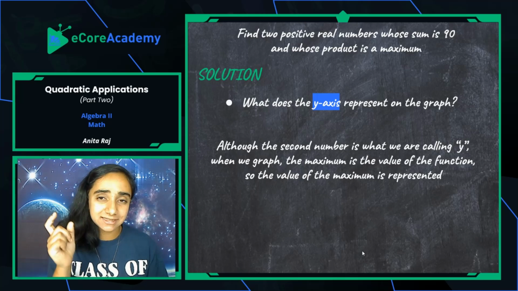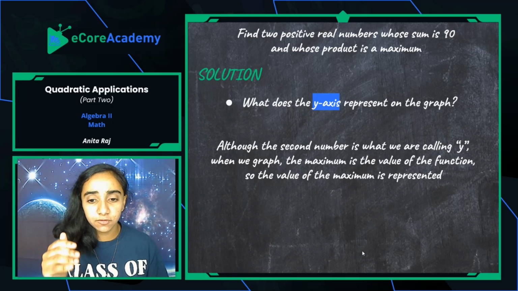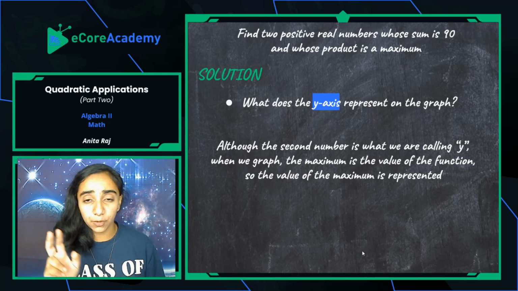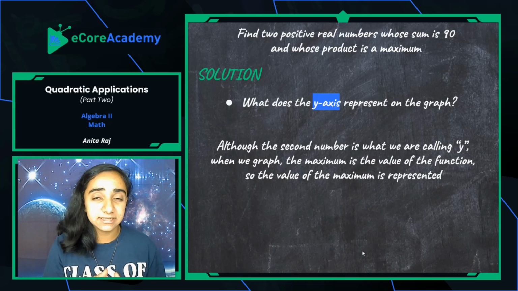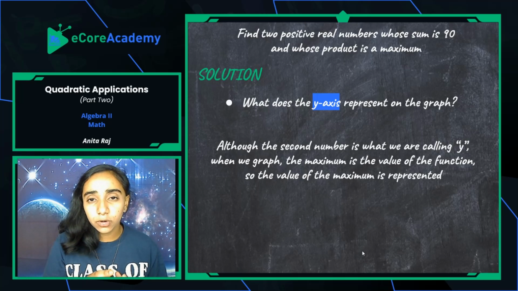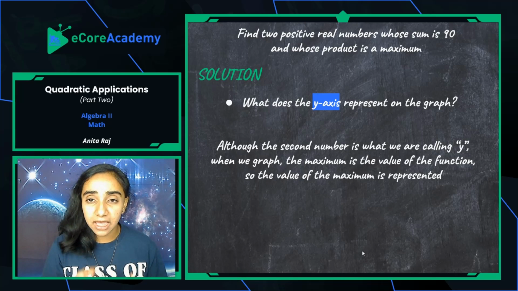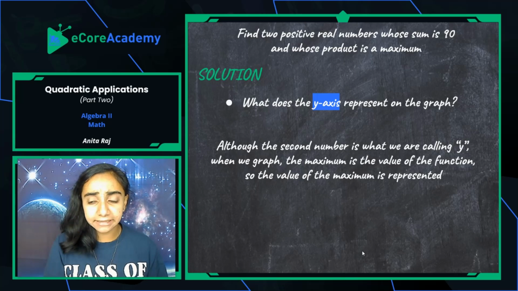Although we're calling that second number y, when we graph, the maximum is the value of the function, so the value of the maximum is represented. What does this mean? Although we're calling that second positive real number y, the y-axis does not represent that number. Although the x-axis represents the first positive real number, the y-axis does not represent the second positive real number.